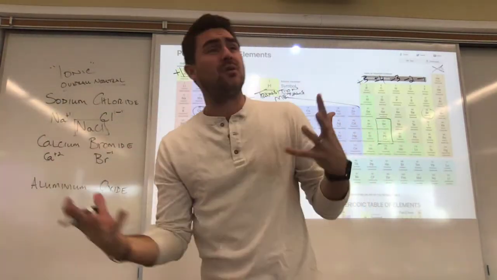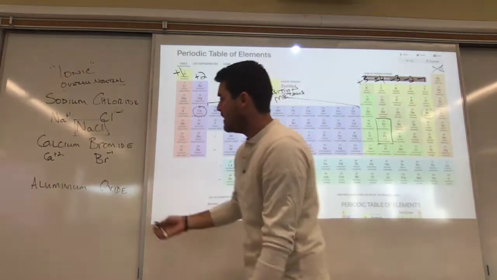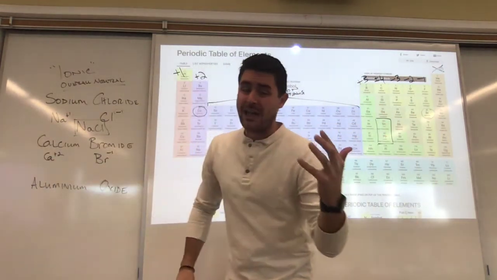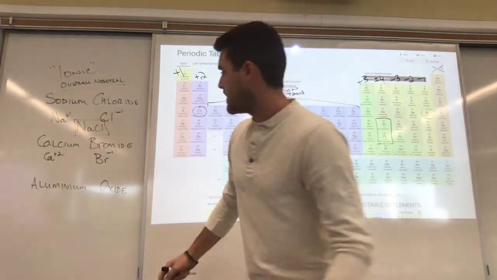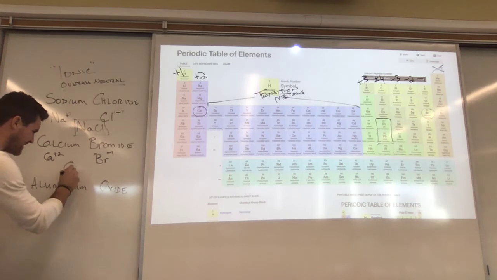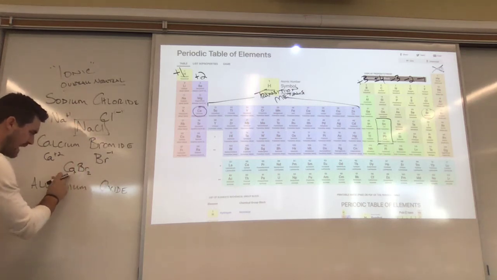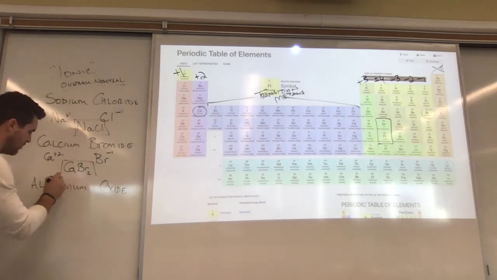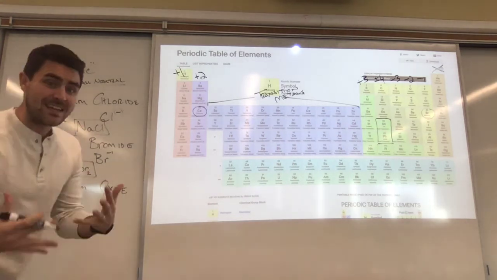How many bromines will I need to balance out the calcium? Well, calcium's +2, bromine's -1. I'm going to need 2 bromines to balance out the 1 calcium. 2 bromines, Ca, Br, itty bitty 2. Calcium with 2 bromines, that's calcium bromide's formula. Bam! It's getting pretty easy.